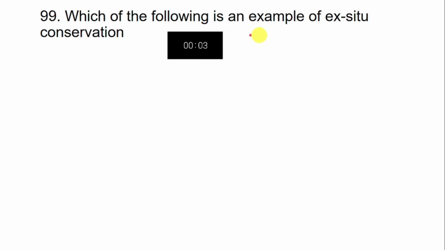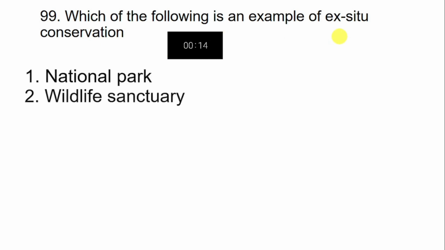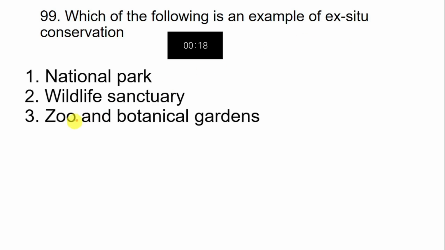Next question. Which of the following is an example of ex situ conservation? Ex situ. So only one will be ex situ, three will be in situ. National park is in situ. Sanctuary is in situ. Zoo and botanical gardens are ex situ. So we have the answer. Protected area, sacred groves are again in situ. So option 3 is the answer.